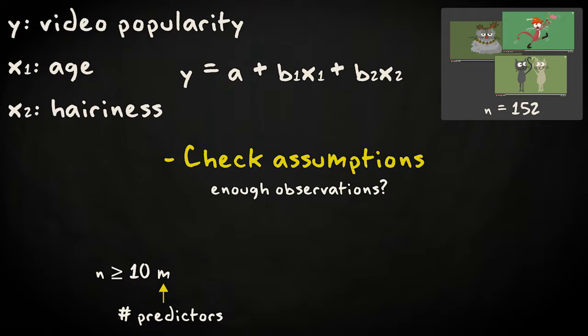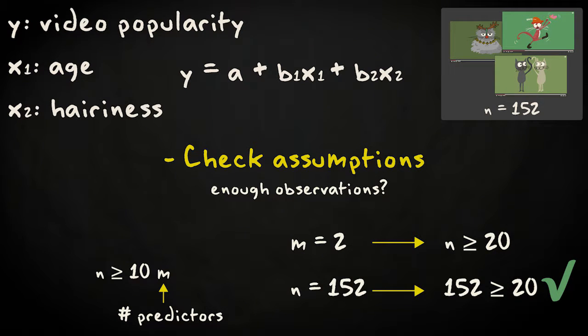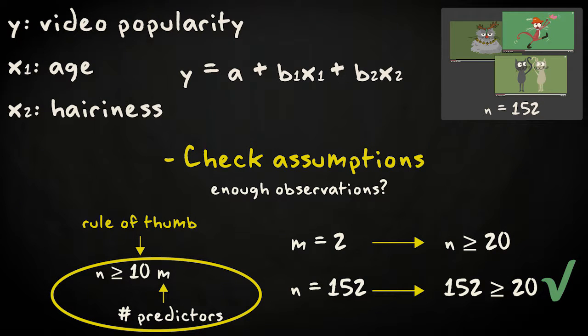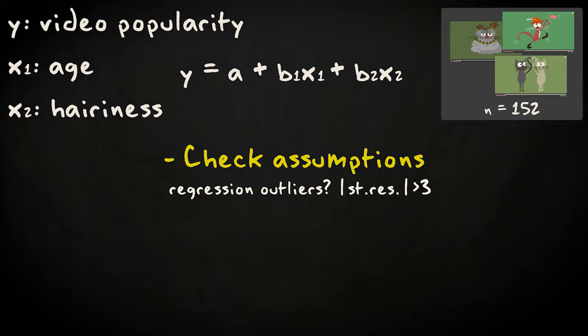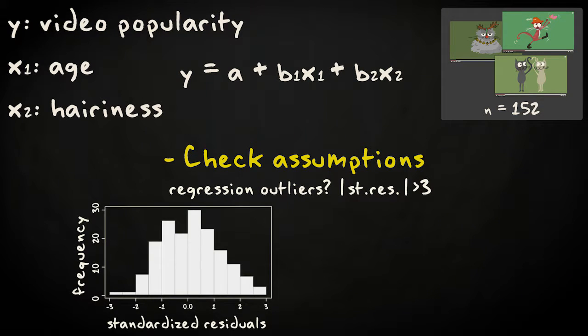The first and easiest thing to check is whether we have enough observations. We have 2 predictors, so we should have at least 20 observations. We have 152, so this requirement is met. Remember that 10 cases per predictor is a rule of thumb and therefore somewhat arbitrary. More is better. Next, we check for regression outliers by looking at the standardized residuals.